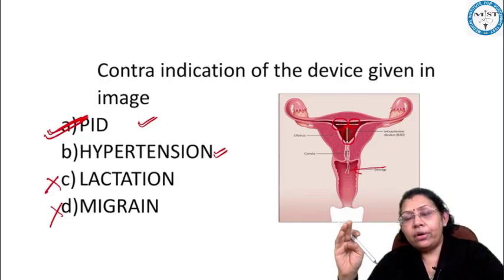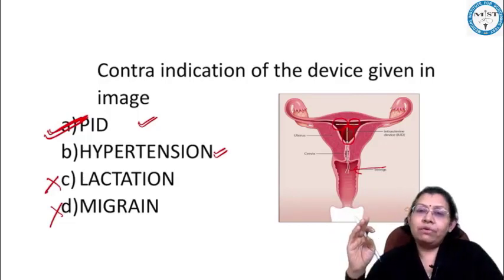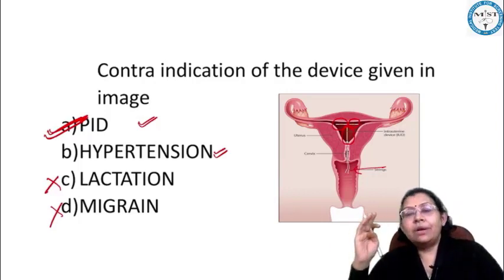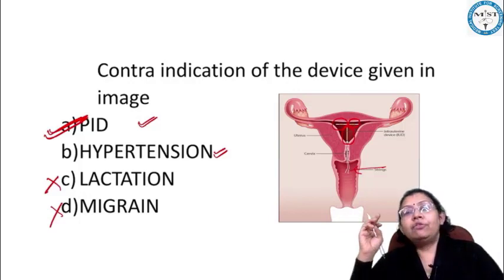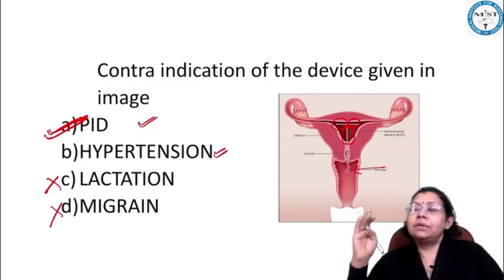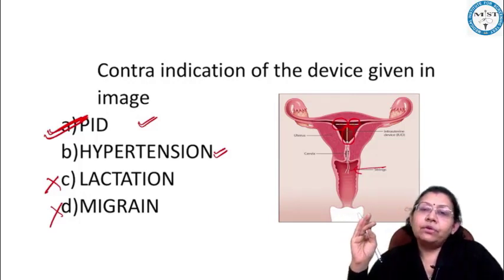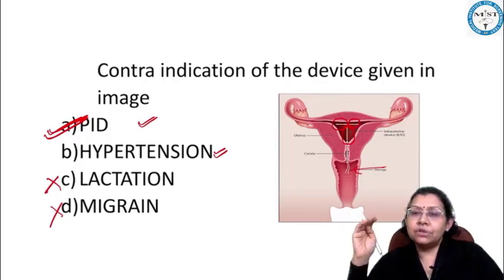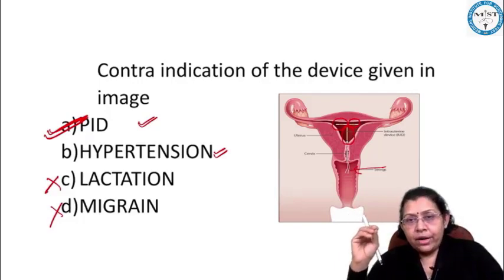What are the relative contraindications? Relative contraindication means that preferably we should not put the device, but if it is required, we can try. And those relative contraindications are: a past history of pelvic inflammation, the presence of anemia, history of multiple sexual partners, uterine malformations or presence of fibroids or any space occupying lesion in the uterine cavity, the presence of hypertension, diabetes mellitus. These are a few relative contraindications.